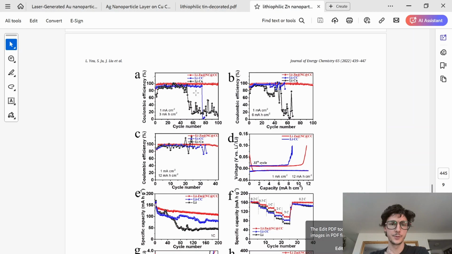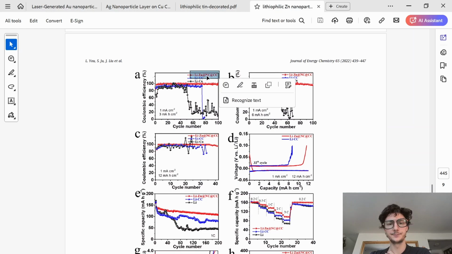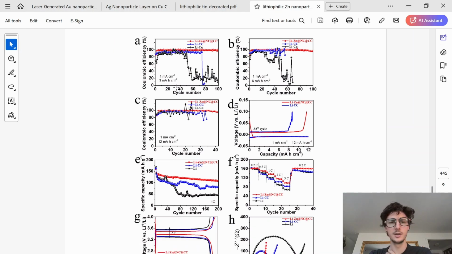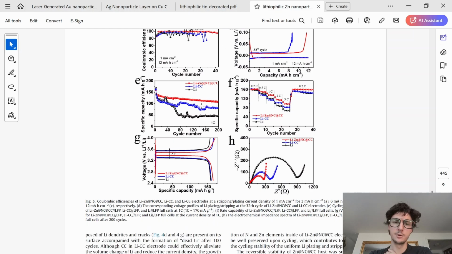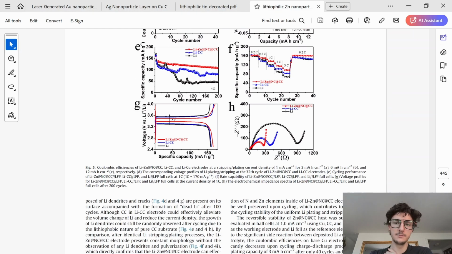Okay, let's zoom through. We got some Coulombic efficiency plots. As you can see, the red one, the lithium with the zinc with the NC here and the carbon cloth lasts the longest. 100 cycles. The other ones kind of die off. Their Coulombic efficiency drops off quite a lot. Same thing here. I'm assuming this is for different current densities and stuff like that. And what do we have here? Voltage as a function of capacity. Cool. And then we got this graph here, which is classic, which I have not been able to read.